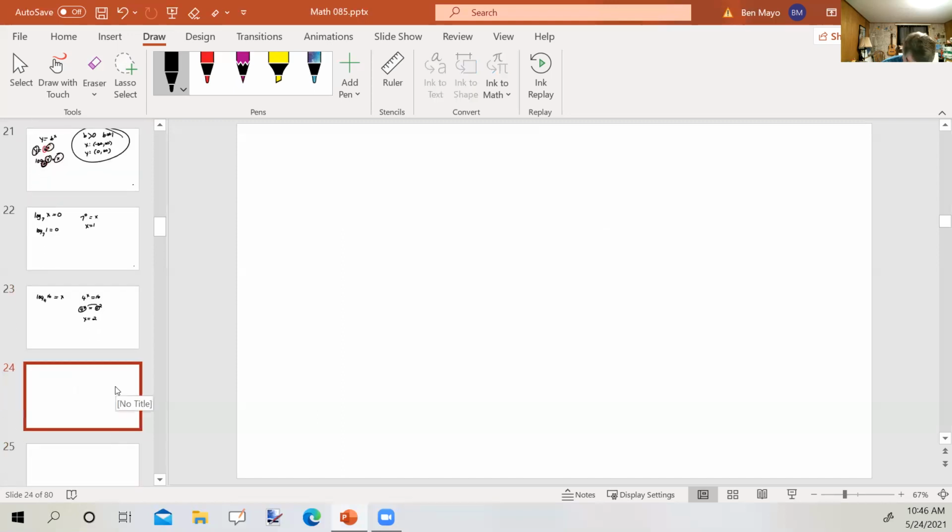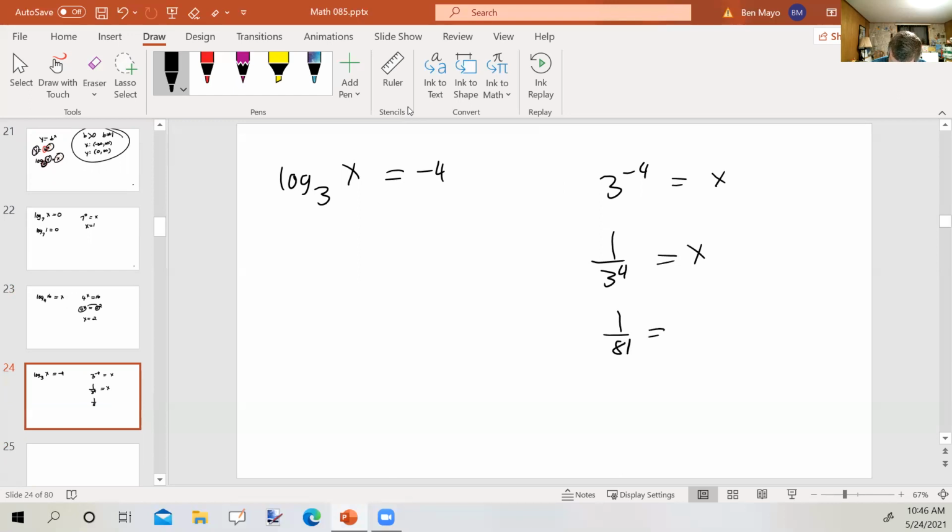All right, now let's take a look at another example. Let's see here. Log base 3 of x equals -4. So 3 to the -4 power equals x. But 3 to the -4 power is 1 over 3 to the 4th power, which is 1 over 81. So x equals 1 divided by 81.